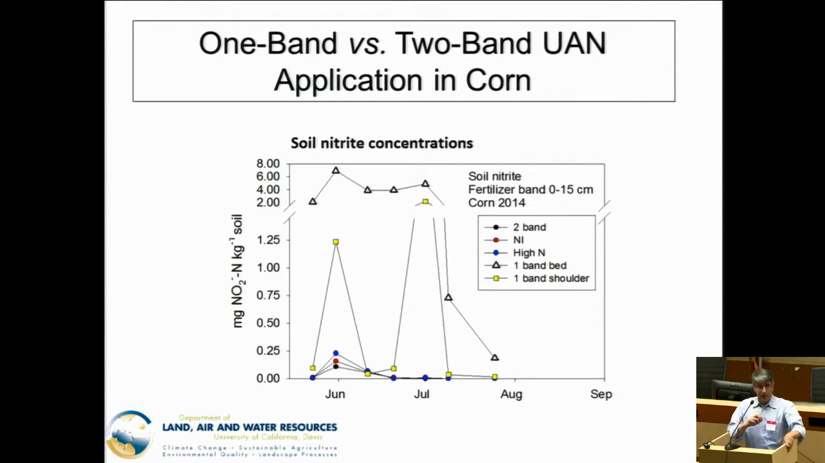We also had additional evidence that this was most likely because of the high nitrate levels in the soil. As I've explained at the beginning, with very high nitrification rates, we sometimes get this buildup of nitrite, and that was exactly what happened. Both of these one-band treatments, the open triangles and the yellow symbols, had elevated nitrite concentrations in the soil compared to the other treatments. They were much lower. They were only slightly elevated with the first irrigation.